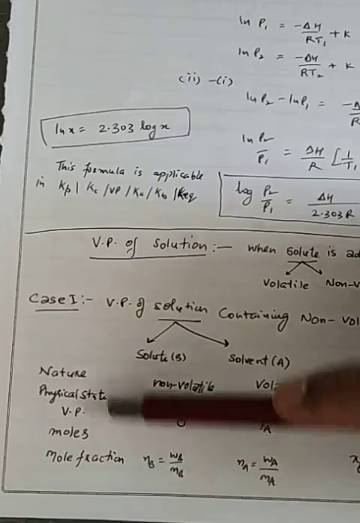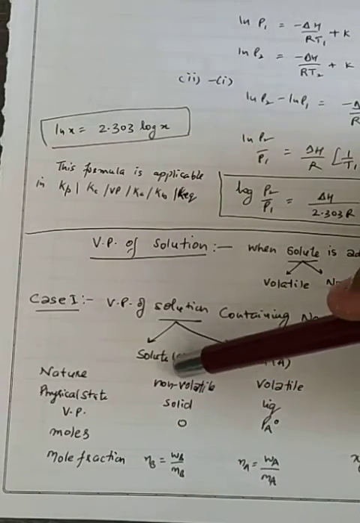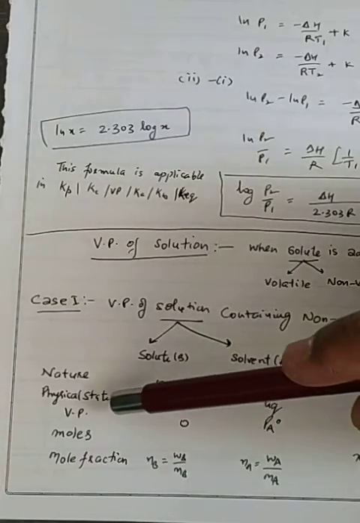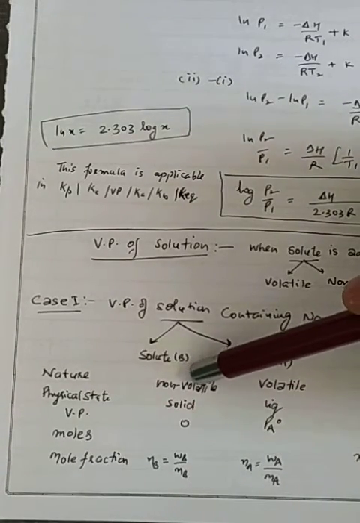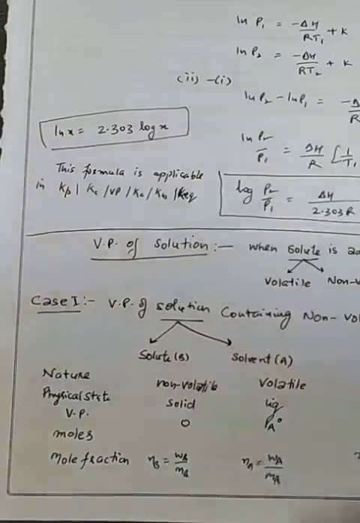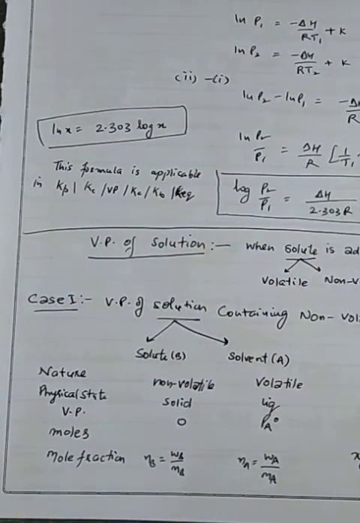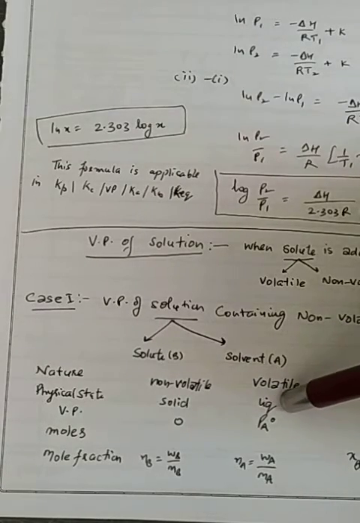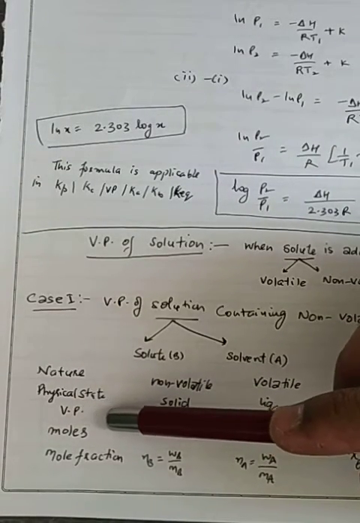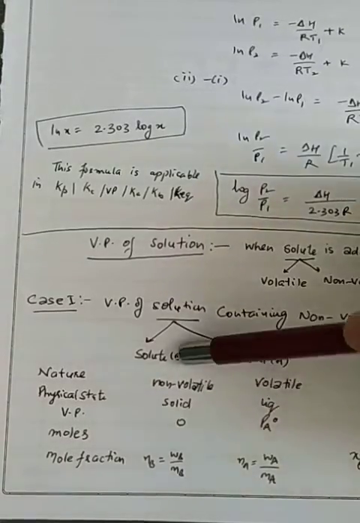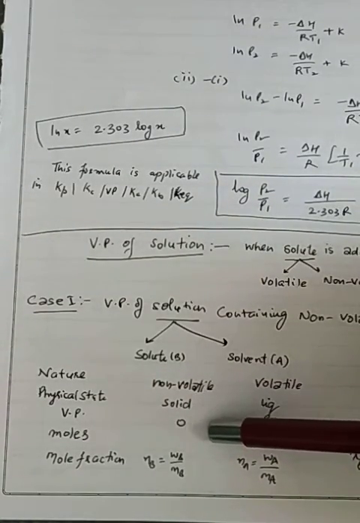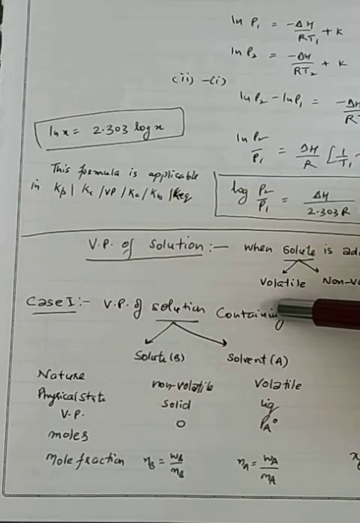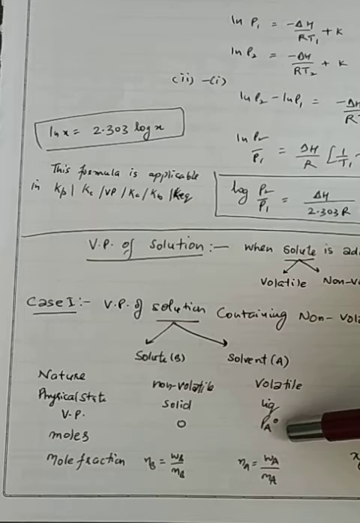So let's see the nature. Nature of solute is non-volatile. Nature of solvent is volatile. Physical state: because it is non-volatile, the solute will be solid, maybe sugar, urea, glucose, etc. And the physical state of the solvent will be liquid. Vapor pressure of solute, because it is non-volatile, will be 0. The vapor pressure of the solution is only because of the solvent, so it's P_A.